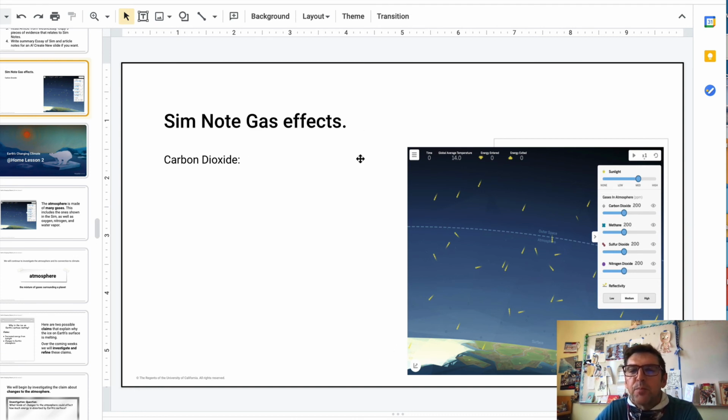Carbon dioxide went up in temperature. Methane went up in temperature. Sulfur went down in temperature. Nitrogen stayed the same. So remember that, okay? All right, that is it.